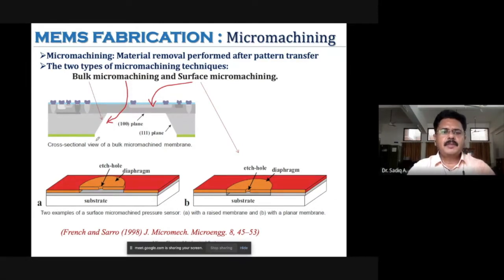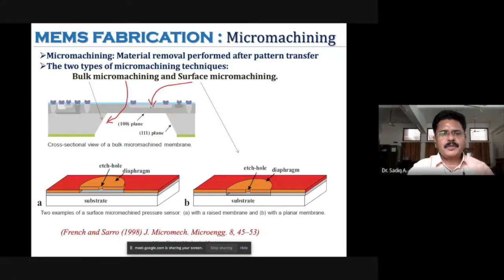One is bulk micromachining and the other is surface micromachining. Bulk micromachining means the material removal happens appreciably through the thickness of the material deposit. In surface micromachining, only the surface of the deposit is etched away or removed. So this is a relative term, whether it's bulk or surface micromachining, depending on the thickness over which the material is removed by some means.